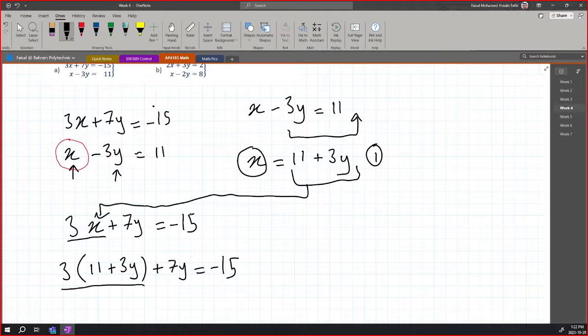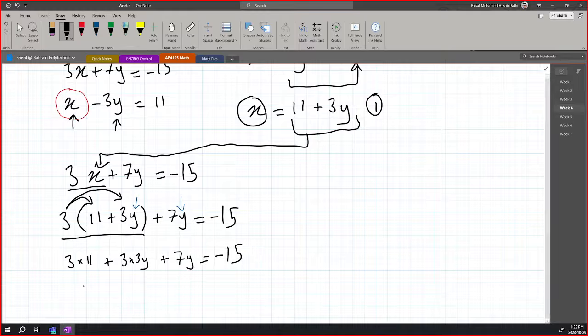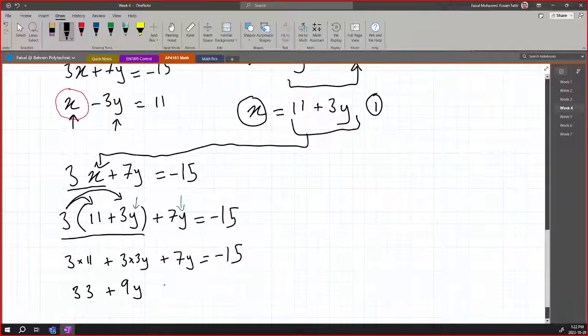Okay? Now, as you can see, we have an equation with only one variable, y. We only have the y here. There are no x's, and we can solve for y. So the first step in solving this equation is distributing the 3 inside. So it will be 3 times 11 plus 3 times 3y plus 7y is equal to minus 15. So 3 times 11 is 33, 3 times 3y is 9y, plus 7y is equal to minus 15.